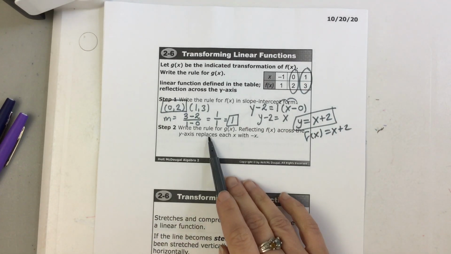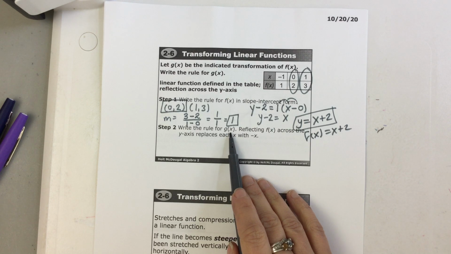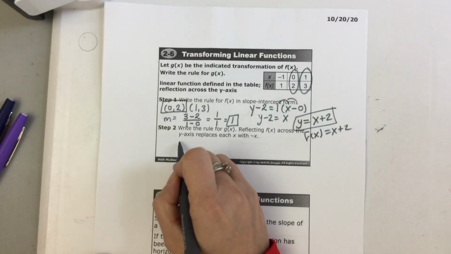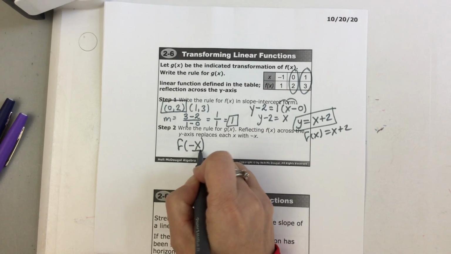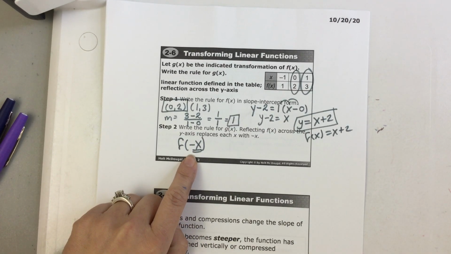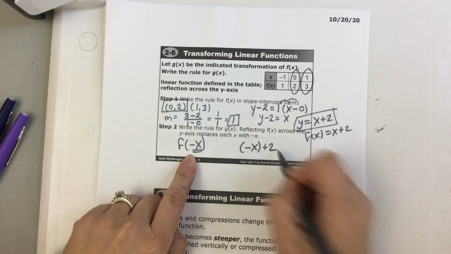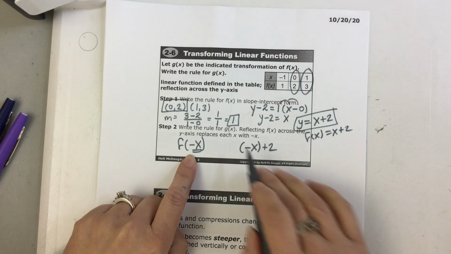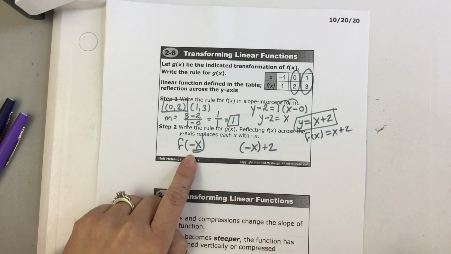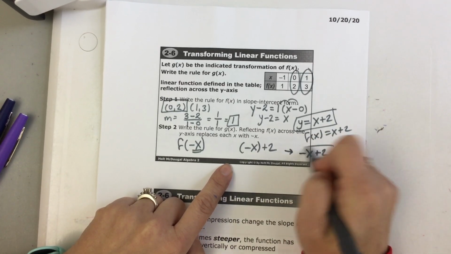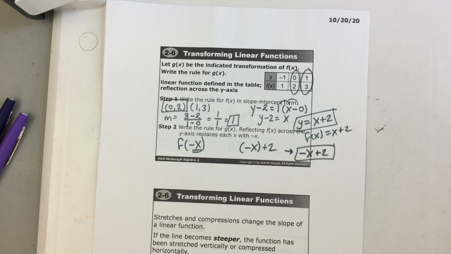Now, if I want to write the rule for g of x, it has a new name because we're changing it. If I want to write the rule for g of x and have it reflect across the y, the rule says if you reflect across the y, you change all of your x's to negative x. So I go into this function, wherever there's an x, I change it to a negative x. Now here, because I'm not distributing, I don't have any parentheses, I would not need to keep the parentheses. I could simply say that the x now became a negative x plus 2.